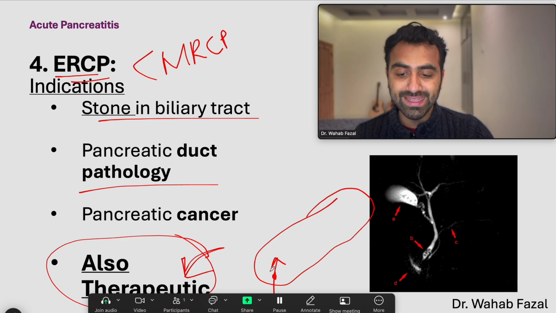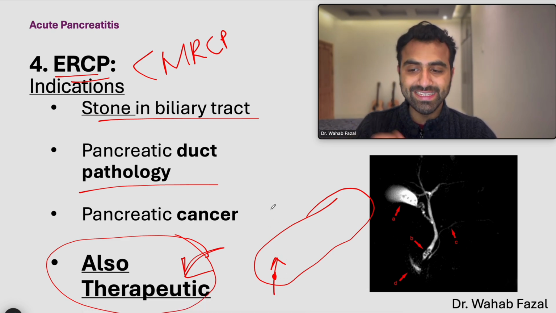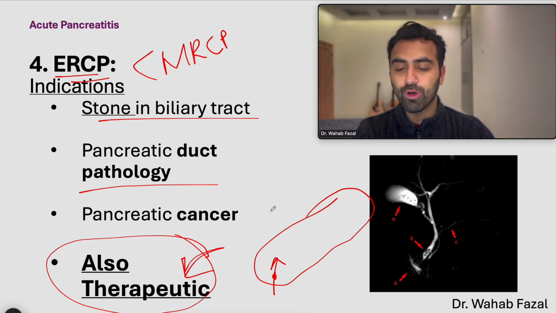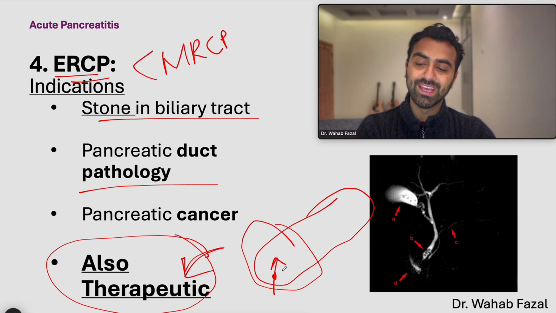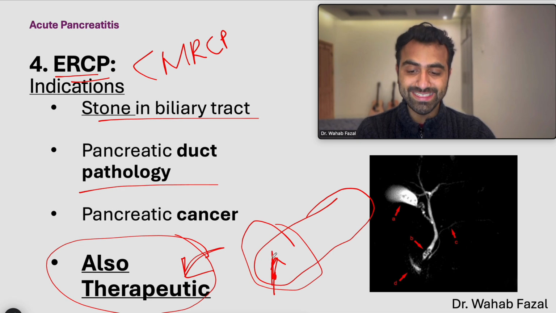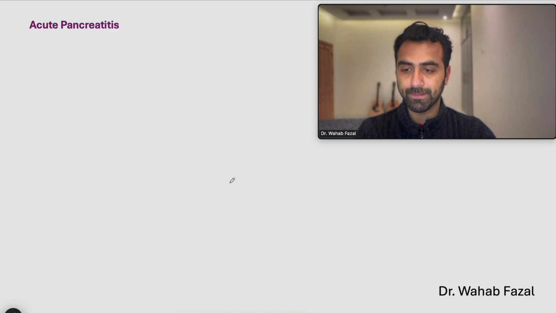If you think that there's a stone lodged somewhere around here, you can use ERCP to actually take the stone out and remove that obstruction. If there is a tumor around here, you can take biopsies using ERCP. You can put a stent around here and create a pathway for the bile to flow out. That's why ERCP is therapeutic.